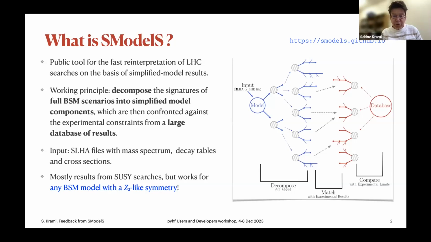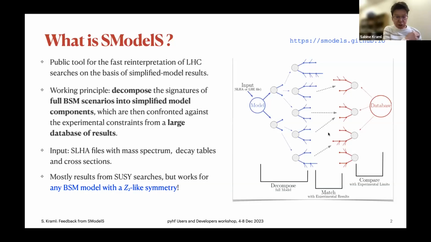So if you have an input model, it can be an SLHA file with masses, branching ratios, cross sections, or an event file. SModelS decomposes the full BSM scenario into simplified model components, which are then compared to the constraints that exist in a large database of experimental results. And this process is fully automated.